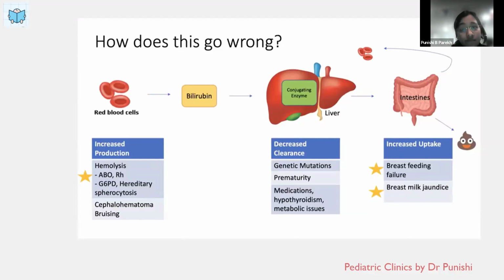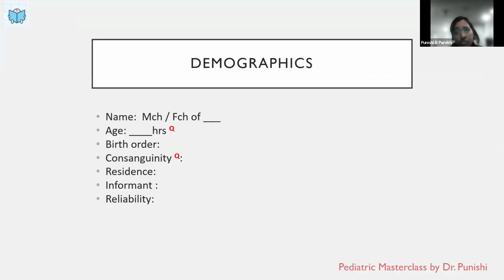You can have a question on bilirubin metabolism in your theory. You can also have questions asked on bilirubin metabolism in your viva as well. So remember the basics of bilirubin metabolism. What is physiological jaundice? Why do newborns have a higher chance of having jaundice as compared to others? And what are the causes of pathological jaundice? Now, once we've understood this, let's go into history taking.